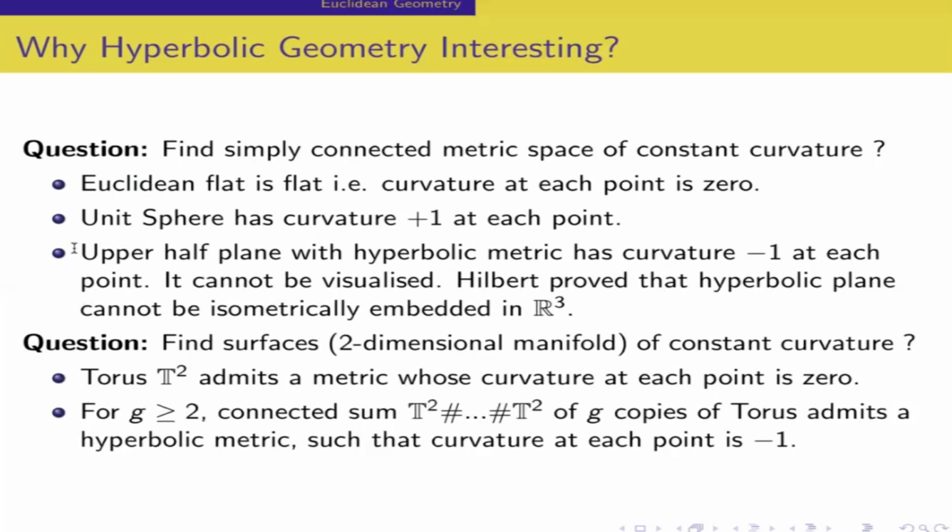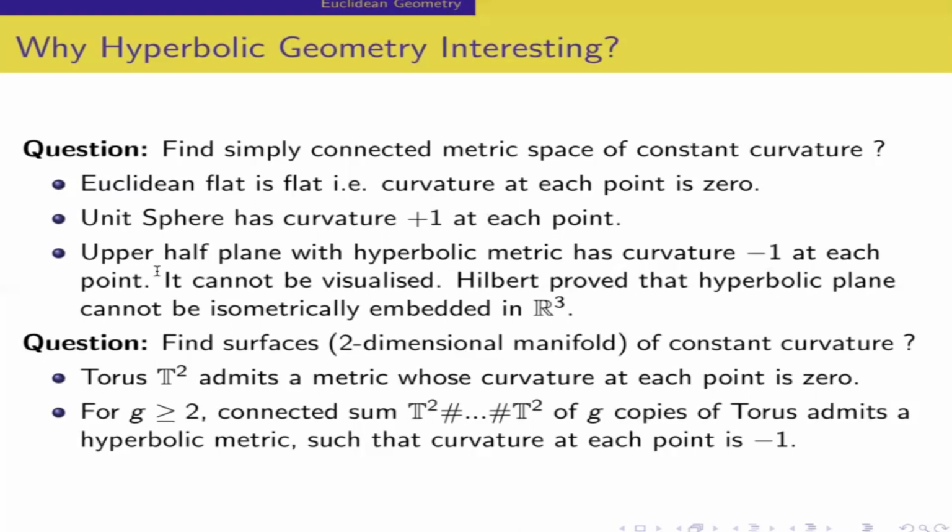Find surfaces. So what are surfaces? Surfaces are just two-dimensional manifolds. Find surfaces of constant curvature. Again, one can prove that if you take the torus, which is S1 cross S1 you can think, it admits a metric such that curvature at each point is 0. This metric will definitely come from the Euclidean plane. So the torus admits a metric such that curvature at each point is 0.